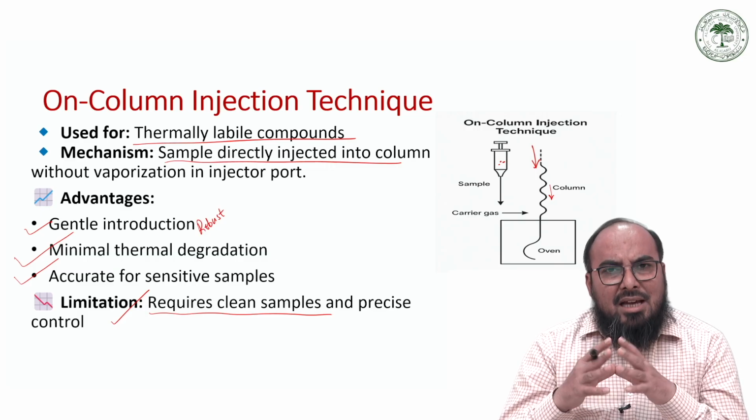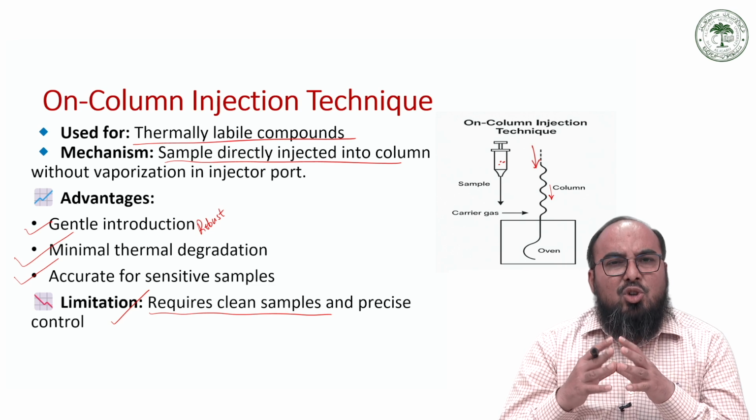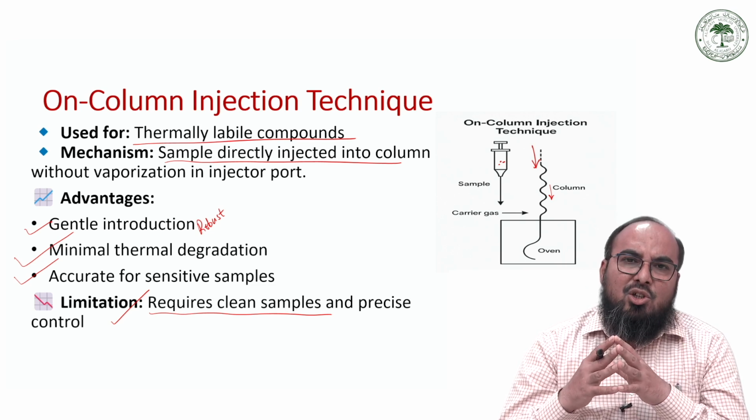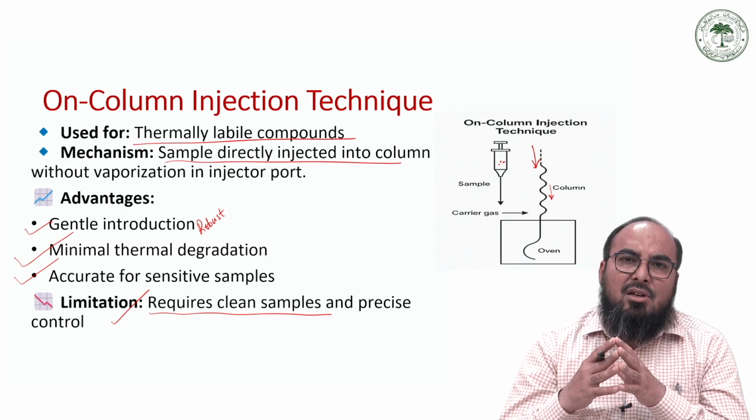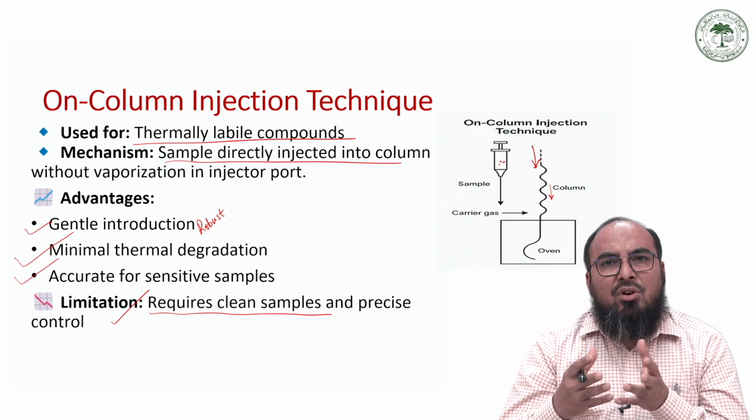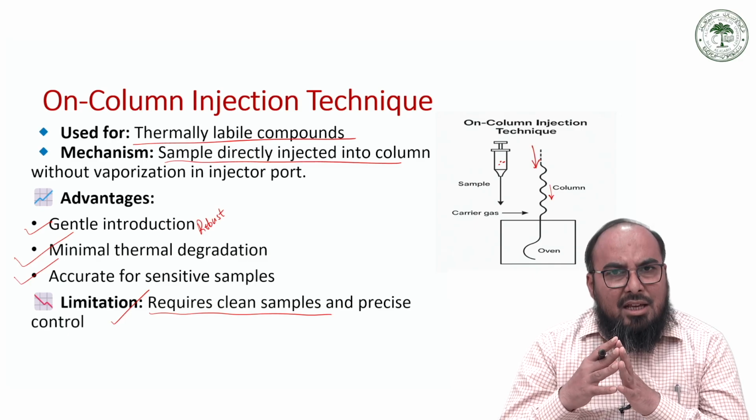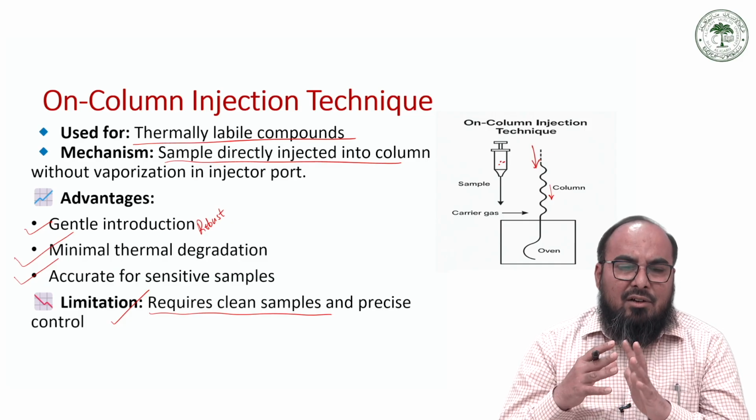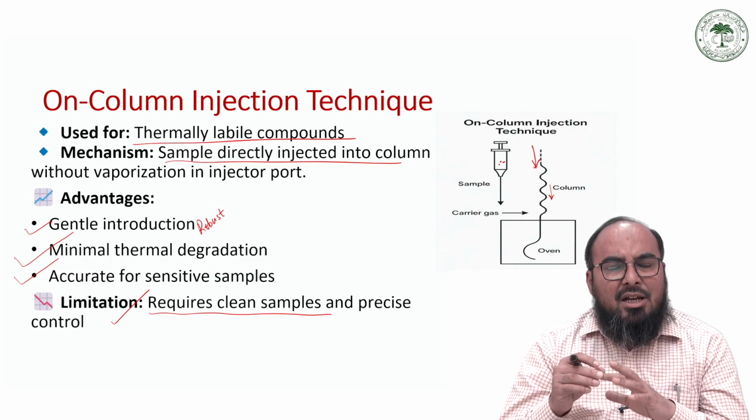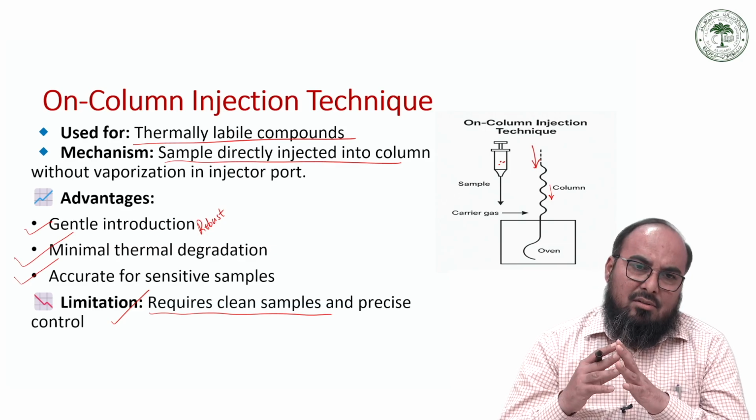While deciding the injection port, you have to first look at what type of sample you want to separate, which type of vaporized samples you have been given for separation. So you have to keep in mind the nature of the sample, and on that basis decide whether you go for on column injection, split, or splitless.